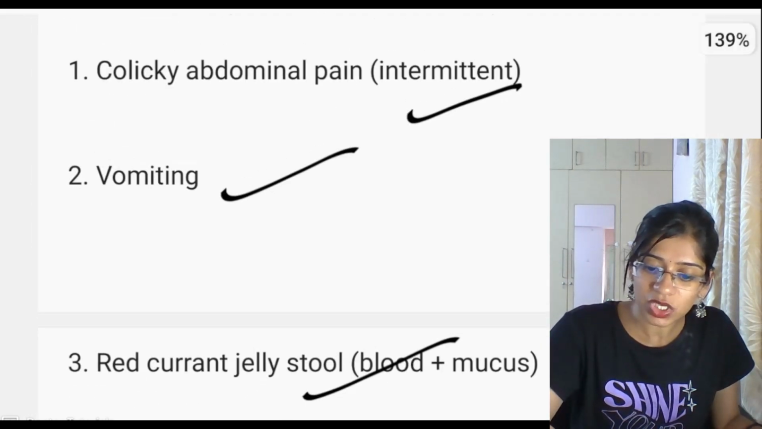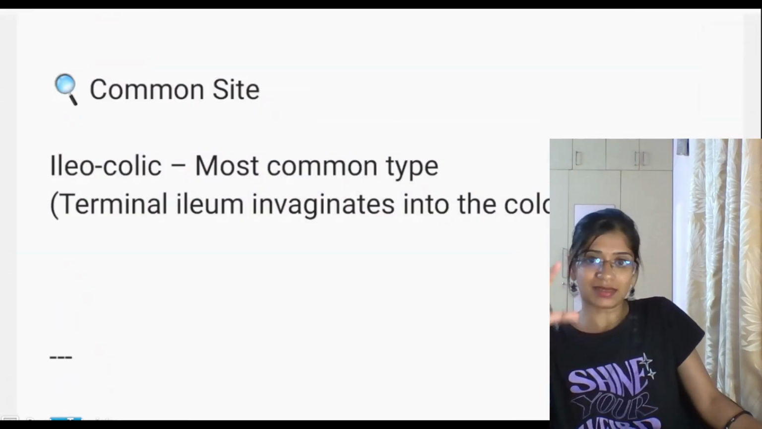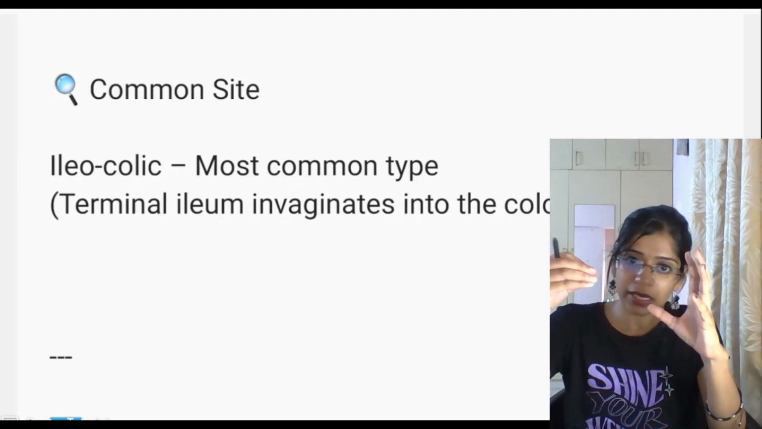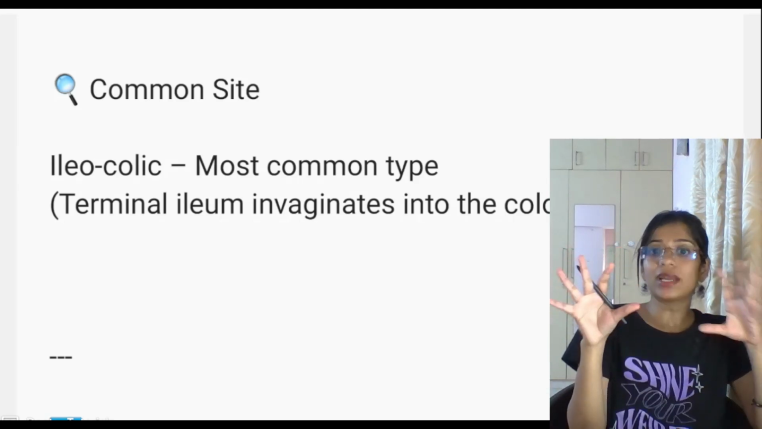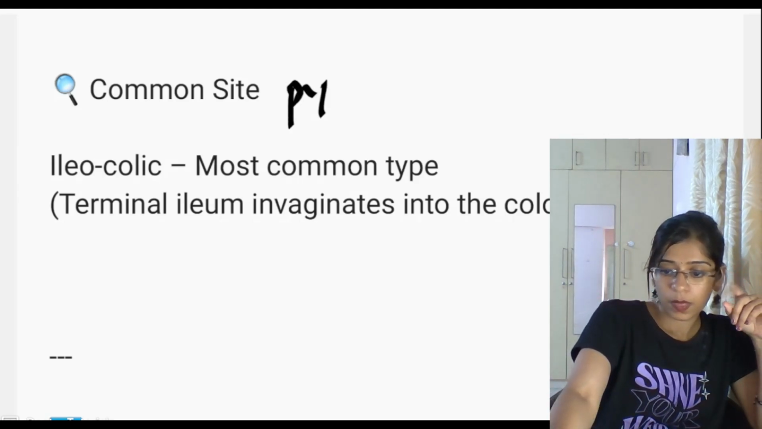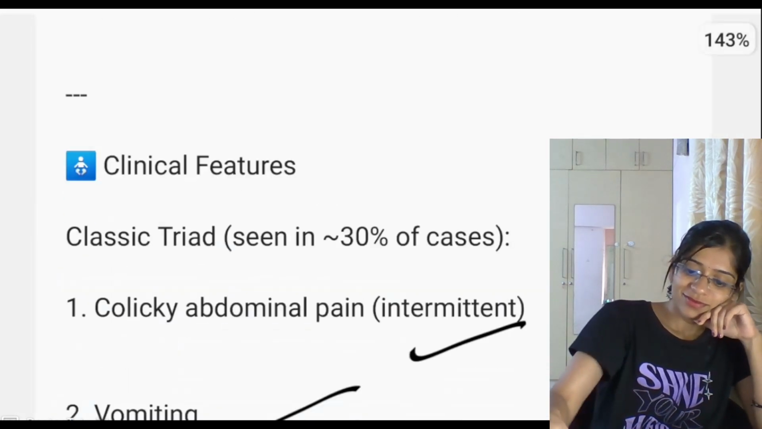One question they ask you is, what is the most common site where you can see intussusception? That is the ileocolic region, the most common type. Okay, terminal ileum gets into the colon. So that is the ileocolic region. It is a PYQ. Okay, simple. This topic is simple, no?